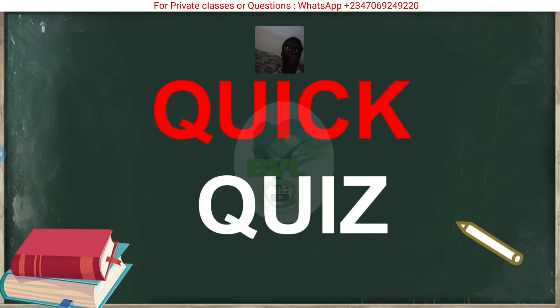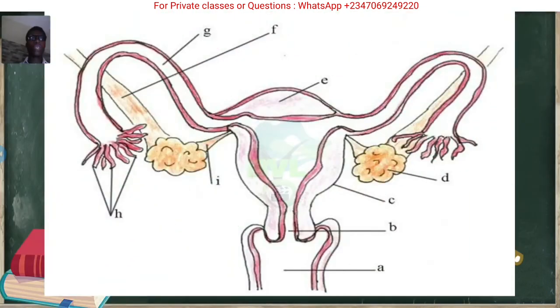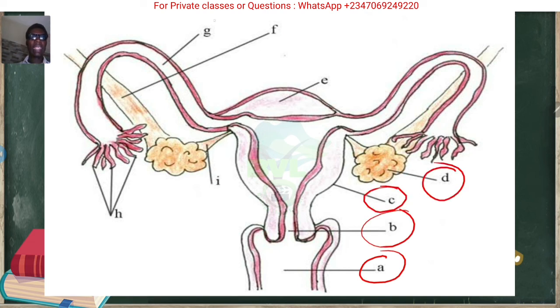So quickly, I want you to fasten your seatbelt. Let's do this quiz on the structure of the female reproductive system. Okay, I think you should pause the video like I usually tell you. I think the ones you should do are 1, 2, 3, 4, and 5. That's the one you should know. So I bet you've paused the video.